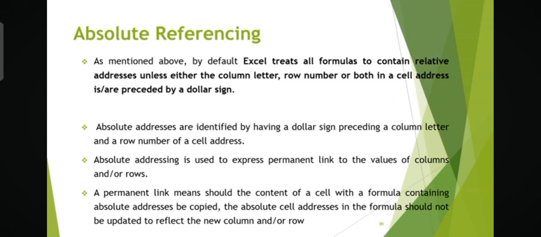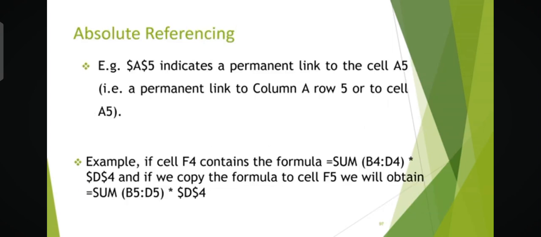Now the permanent link means that should the content of the cell be changed or be copied and kept in a different place, the address would remain the same. It will not be updated, it will not be changed. So that we will still get the same value, but the relative cells that are part of the formula would change. Okay. All right.